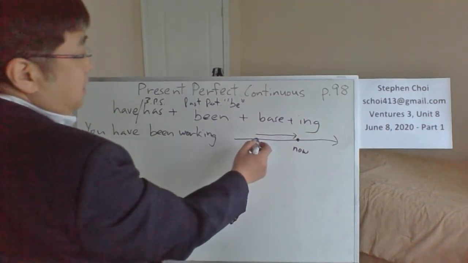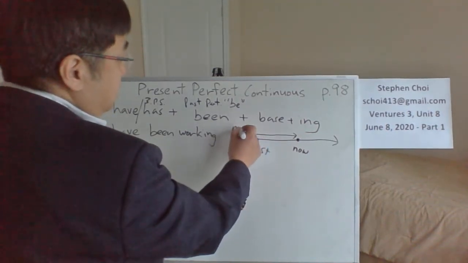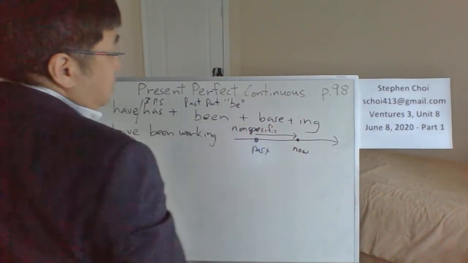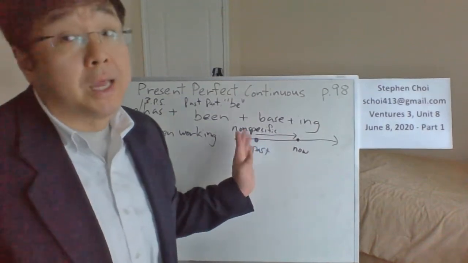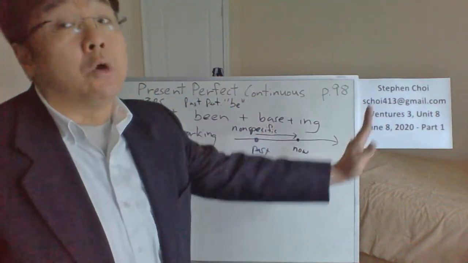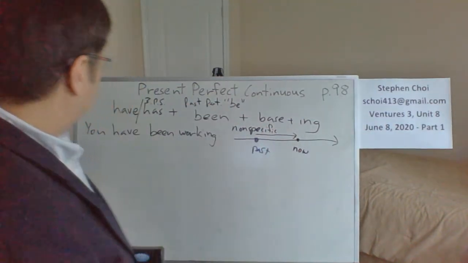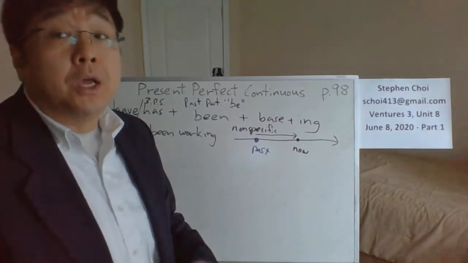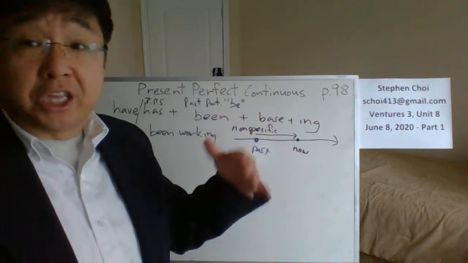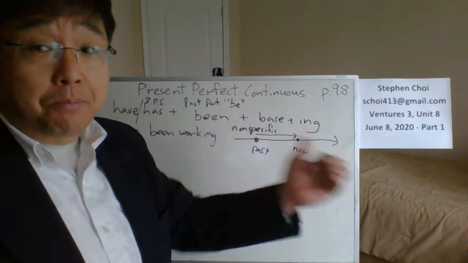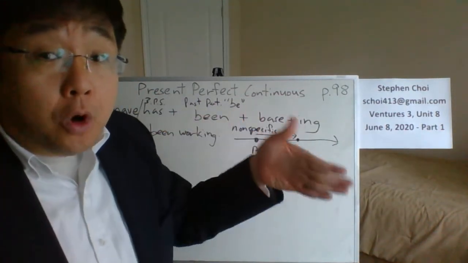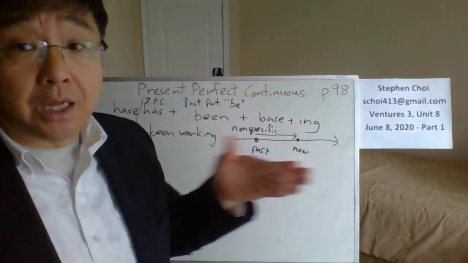So it started at a non-specific time in the past, and it continues until this moment, to the present, and it will probably go on in the future. So, you have been working means what? You started working sometime in the past. It could be this morning, or it could be 10 years ago. I didn't say when, so it's non-specific, and then you've been working continuously. You didn't stop working.